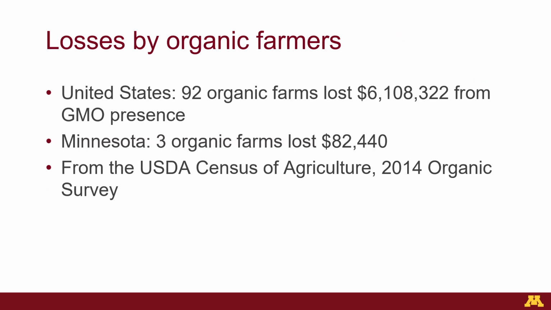So now we've learned how contamination can occur. But what are the consequences when it does occur? Losses from GMO contamination can be a serious issue for organic farmers. According to the USDA, 92 farms reported that they lost value from their organic crops due to GMO contamination between 2011 and 2014. In Minnesota, 3 farms reported losing a total of $82,440 in value from their crops. There are likely many unreported cases.